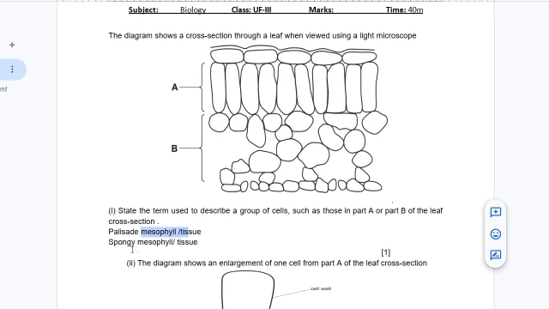If you write palisade mesophyll or spongy mesophyll, you will still get the 1 mark because you have mentioned mesophyll and tissue as well. But if you are confused about whether to write palisade or spongy, and you write only palisade or spongy, you won't get any marks. If you write mesophyll, you will get 1 mark. If you write tissue, you will get 1 mark. And if you write palisade mesophyll tissue or spongy mesophyll tissue, you will get 1 mark because you have mentioned mesophyll or tissue.